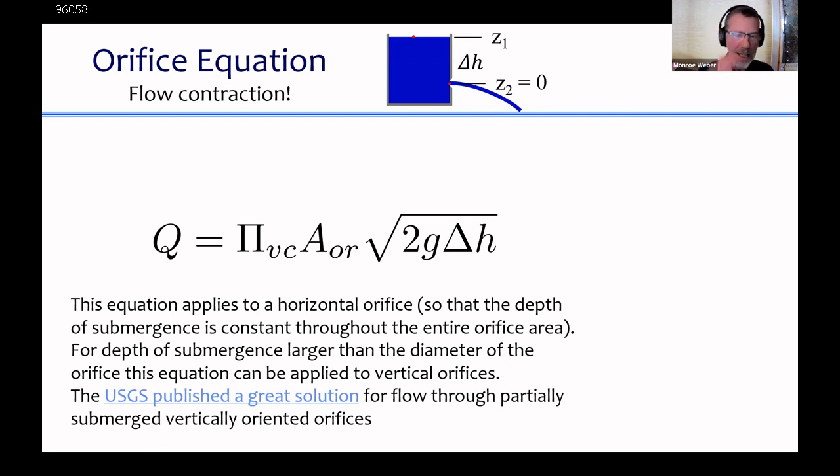If it's in the vertical plane, then for depth of submergence larger than the diameter of the orifice, that equation works too. So if the orifice is well submerged by more than like 1 diameter, then this equation works reasonably well. And if you want to be fussy about what happens if the orifice is only partially submerged, then there's a lovely link there for an equation. You have to integrate over the area of the actual orifice opening where water is flowing to get the flow rate.